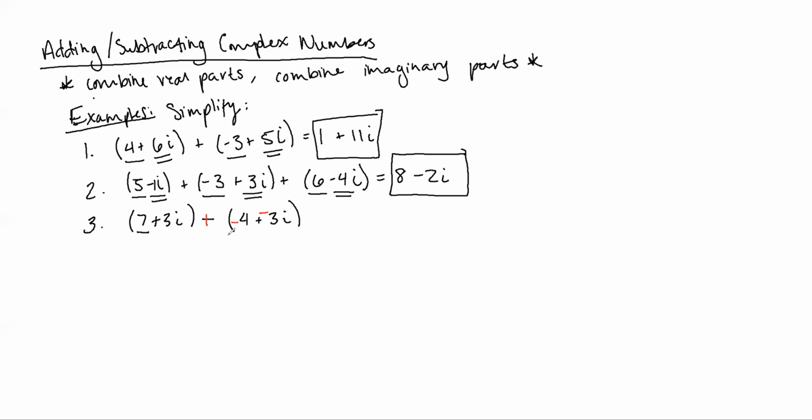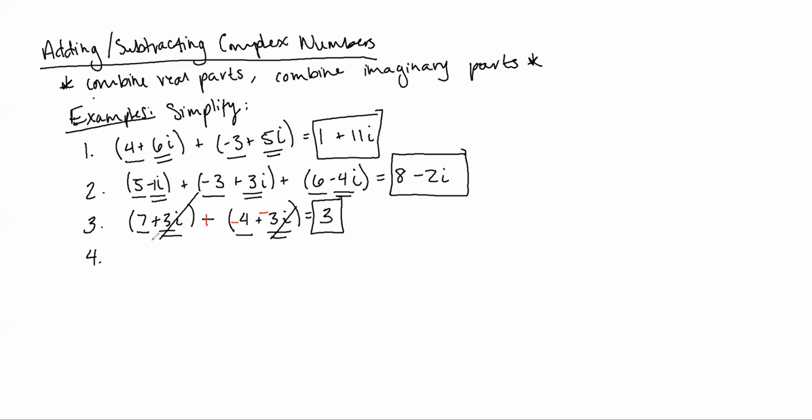So 7 minus 4, or 7 plus -4, that gives us 3. And then 3i plus -3i, those are opposites. So just like regular numbers, just like variables, those guys will actually just cancel out. So we get a real number as our solution here.